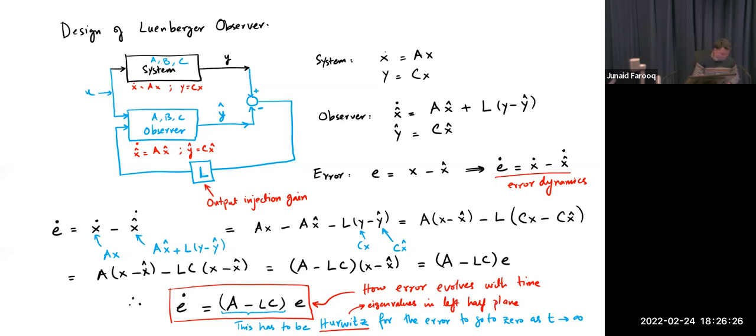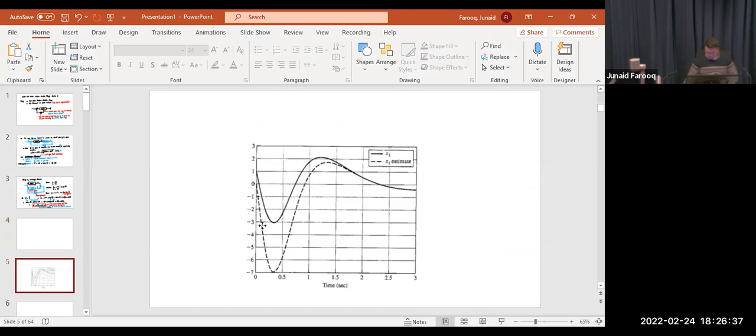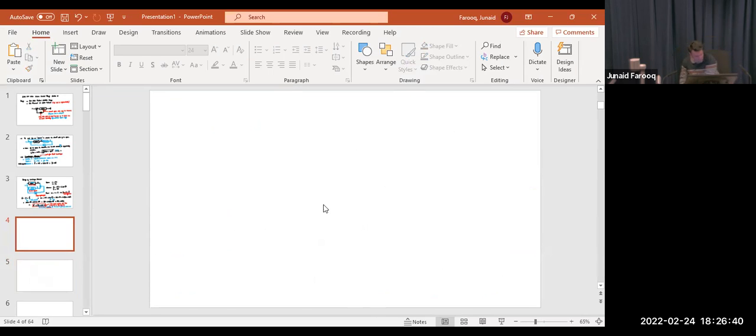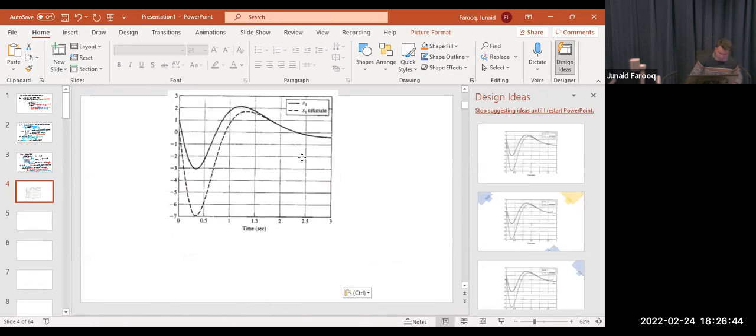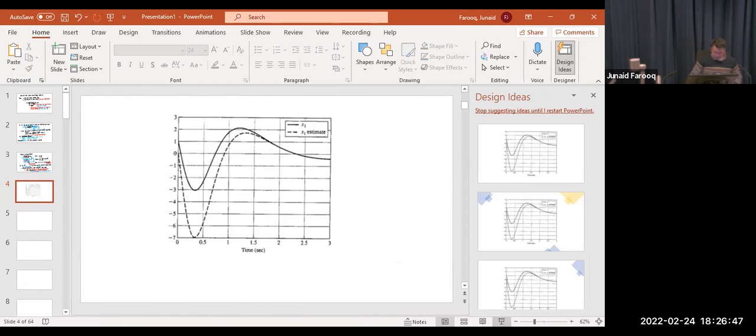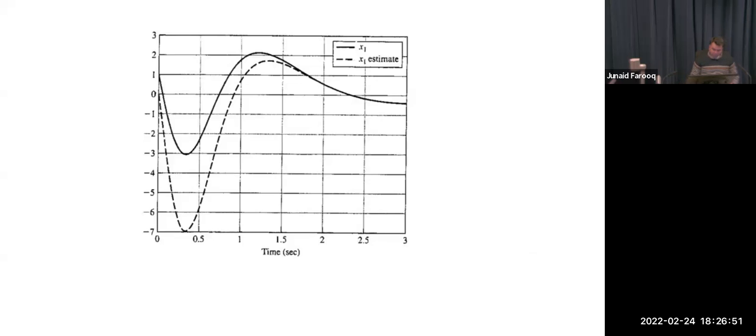Okay, so let me show you a diagram that illustrates this evolution of the error signal. So let's just paste it here and try to describe this. x1 is the solid line, that's basically the original state, and the x1 dashed line is the estimated state. Now, as you see, over time the actual state and the estimated state come closer to each other and eventually become the same.